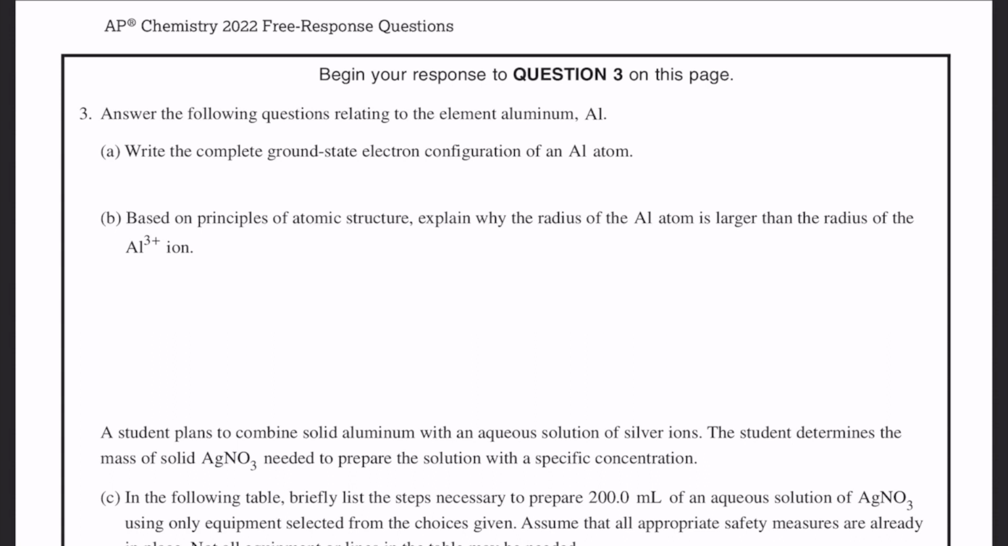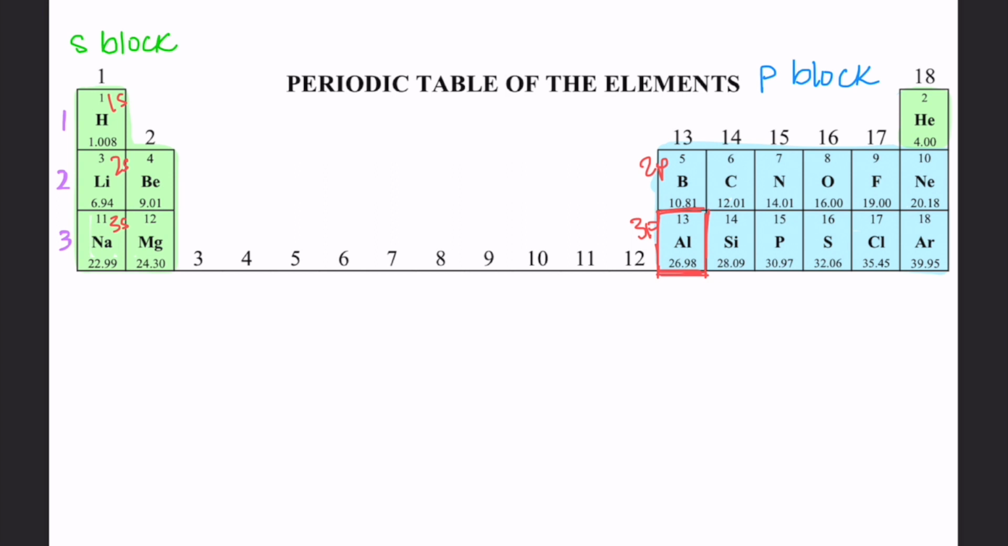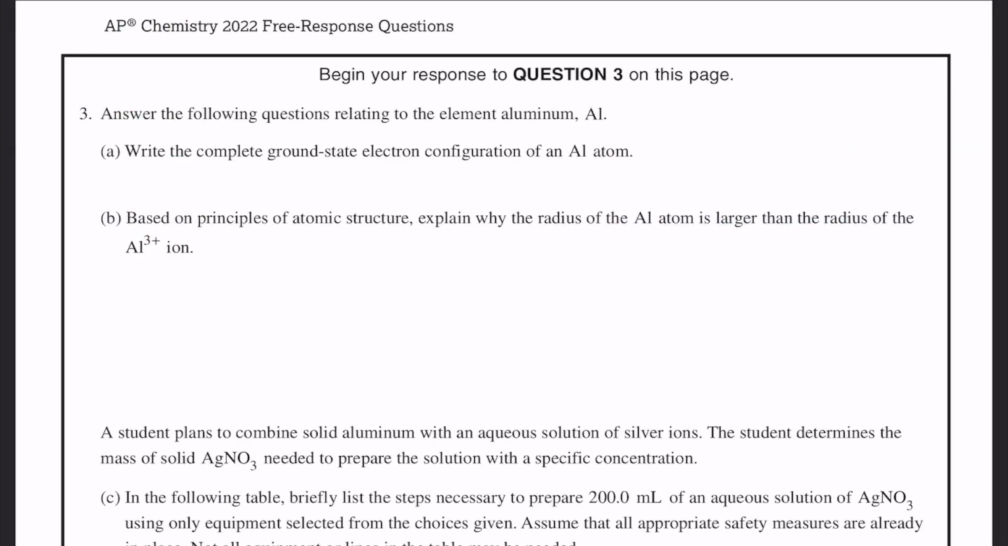So for part A, we need to give the ground state electron configuration of aluminum, for which you would look at the periodic table, and then you just go subshell by subshell, and then we end up with 1s2, 2s2, 2p6, 3s2, and 3p1.